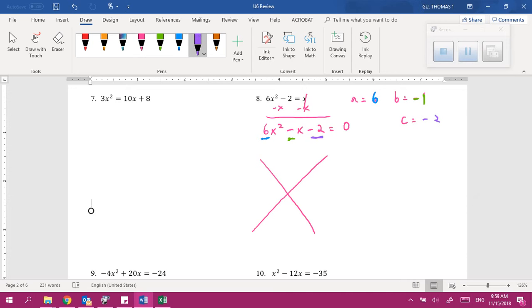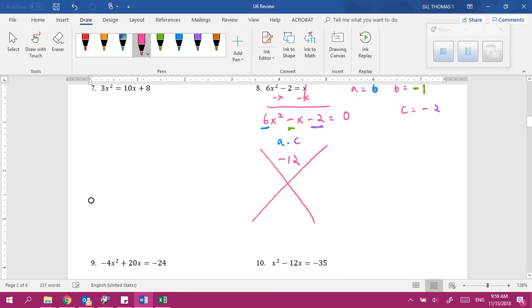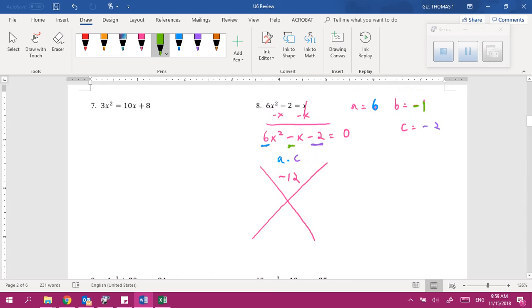Okay, what goes in the top blank? Negative 12, because it's A times C, which is negative 12, that's right. What goes in the bottom? Negative 1. Negative 1 is B.